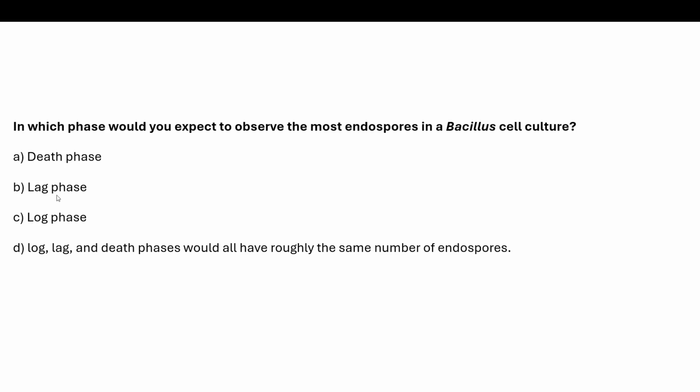Lag phase is a preparatory phase for the cells to prepare all the substances required for their division. Okay, and so the death phase is when we would expect to observe the most endospores in a bacterial cell culture. That is when the nutrients or resources become highly limited. Okay, so it's not really favorable for the cells to grow. So the correct option is option A. Okay.